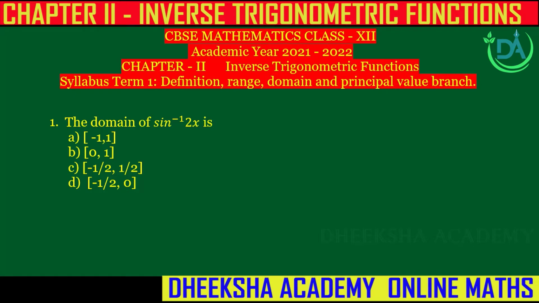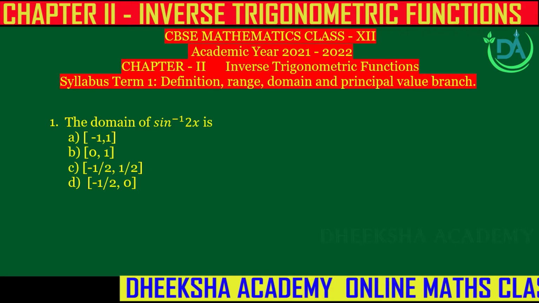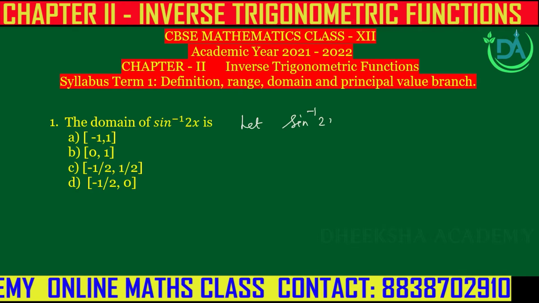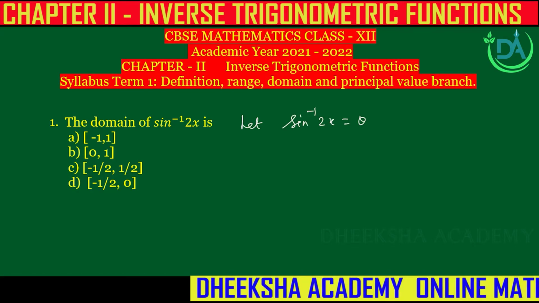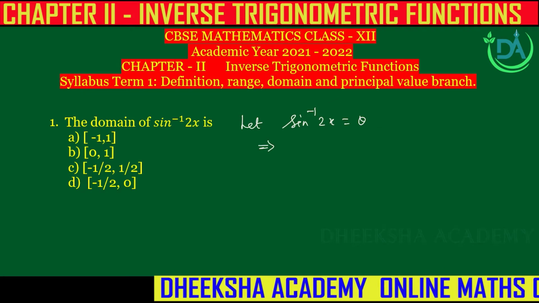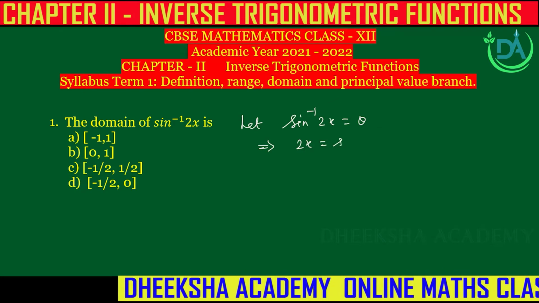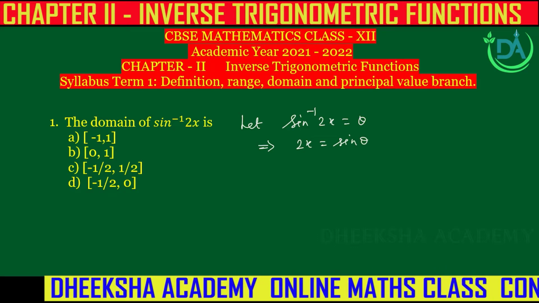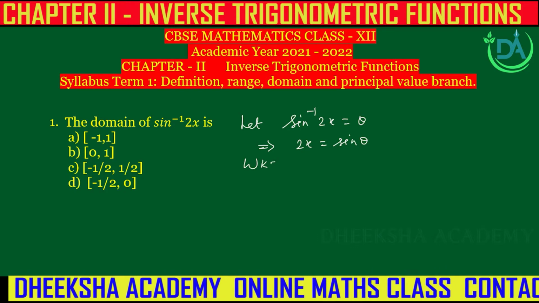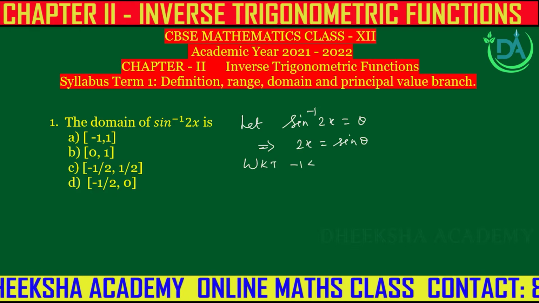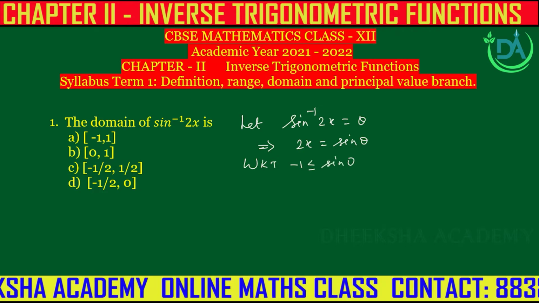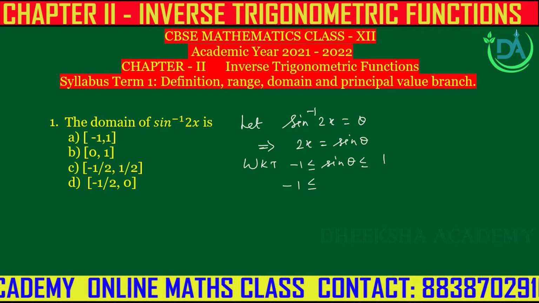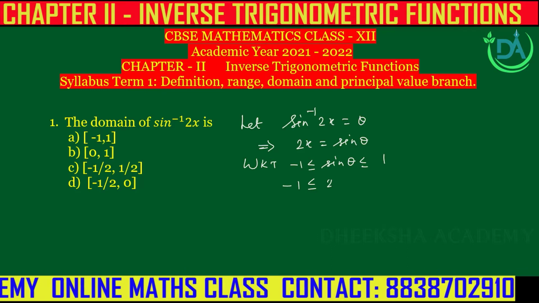First question, the domain of sine inverse of 2x. Let sine inverse 2x is equal to theta, which implies 2x is equal to sine theta. The sine inverse goes to the right hand side, the sine theta. We know that minus 1 less than or equal to sine theta less than or equal to plus 1. Minus 1 less than or equal to sine theta, which is 2x, less than or equal to 1.